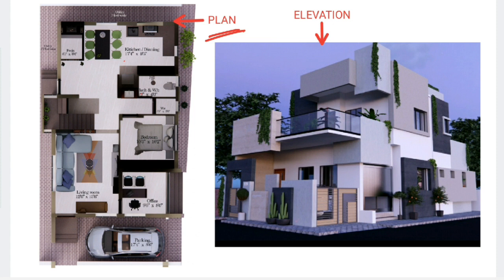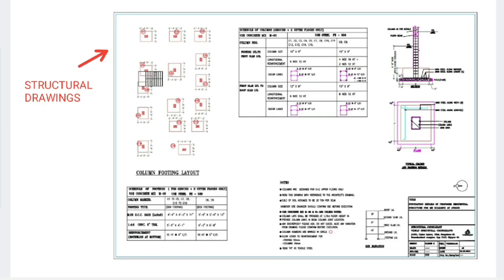Once the plan is completed, we should go for the elevation, or 3D elevation. Here you can see in the figure the elevation of this drawing. As I already said, it is a G+1 duplex building. We have provided a gate, and another gate here, as you can see in the plan also. Once the plan and elevation process is completed, we'll go for the structural design. Here you can see the structural drawing, an example of which we have provided.